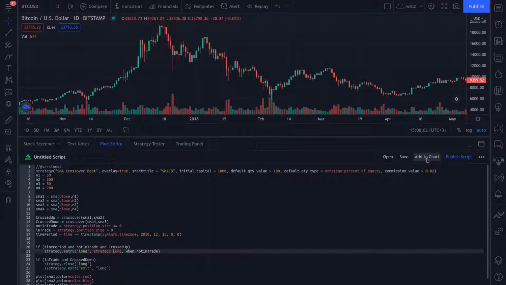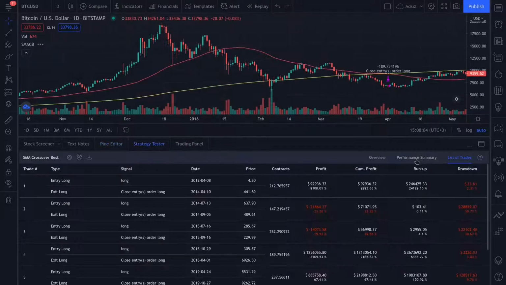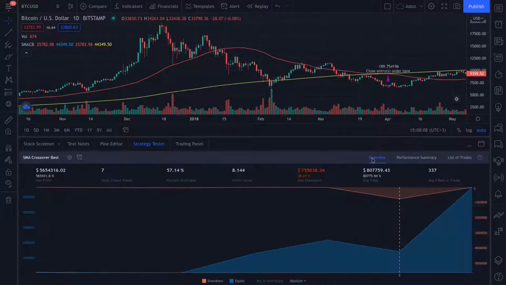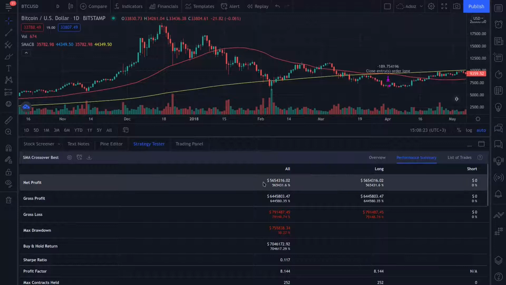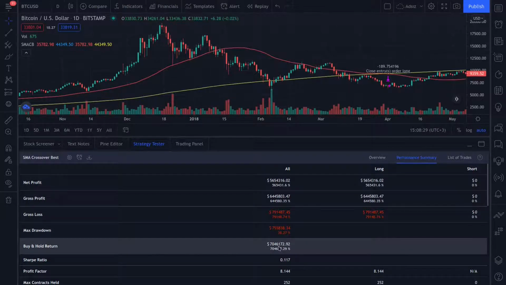Next, what we do is we add this to the chart. And when it's added, we can actually see, we can overview our strategy. We have a 57% win rate and we made quite a bit of profit. But let's see how this compares to buy and hold. We can look at this. As you can see, net profit is somewhat less than buy and hold return.